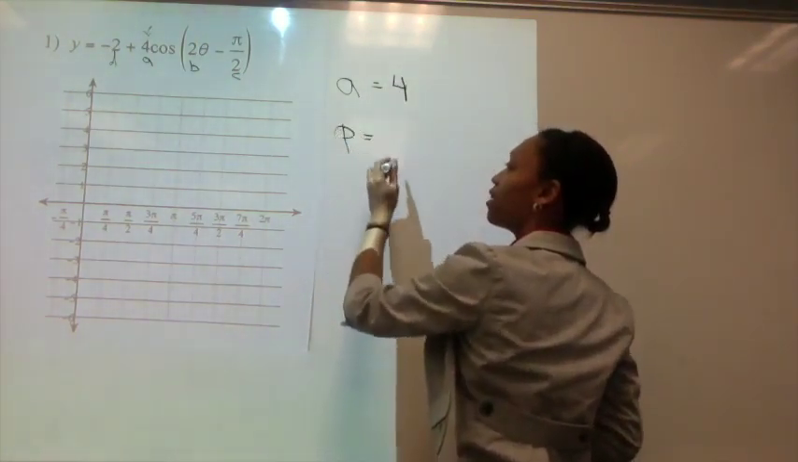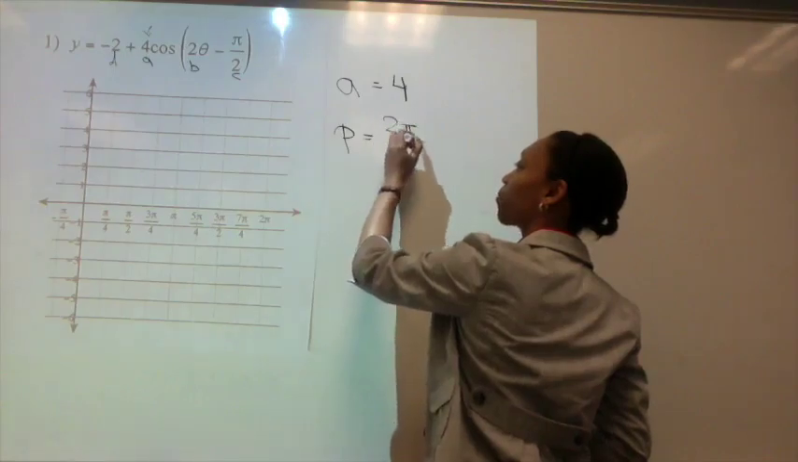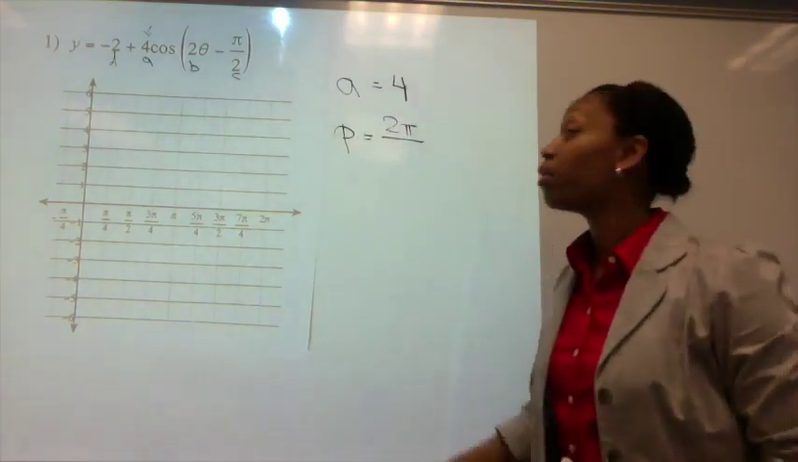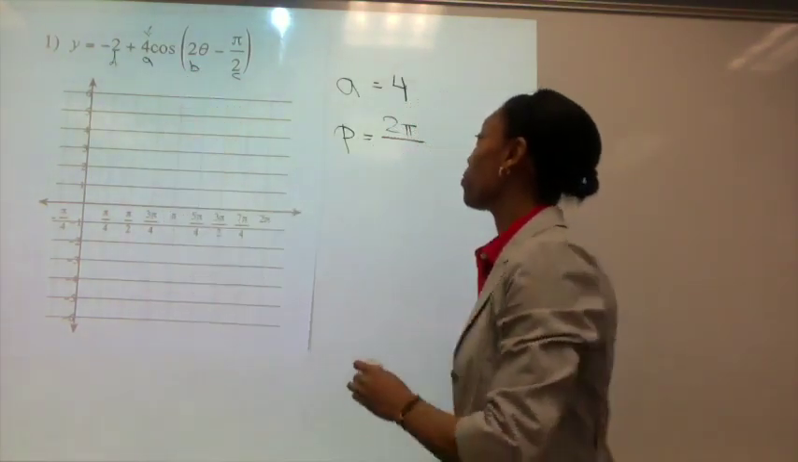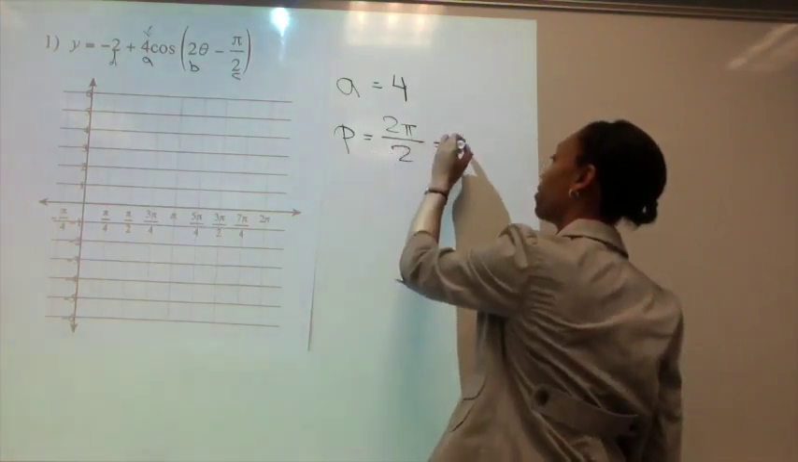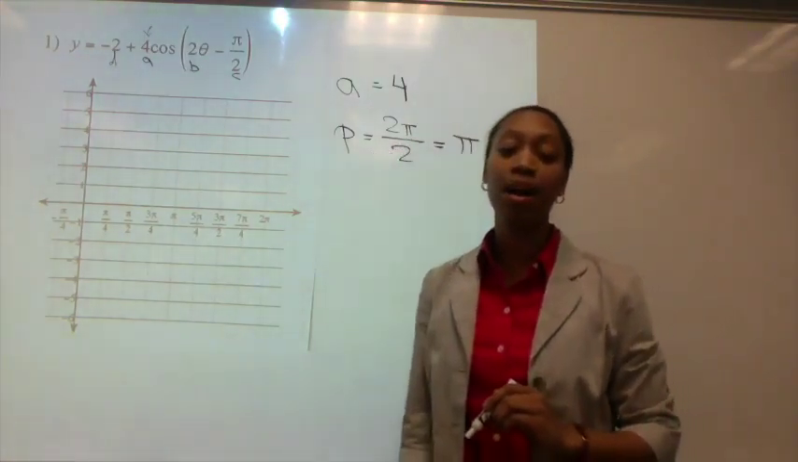So A is 4, and the period. The period is 2 pi over B. And what's my B value? Looks like B is 2. So 2 pi over 2 means my period is pi.